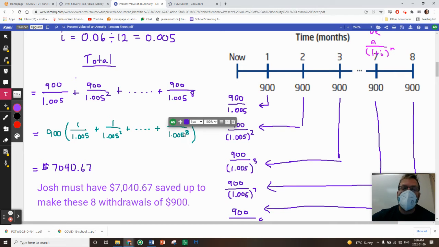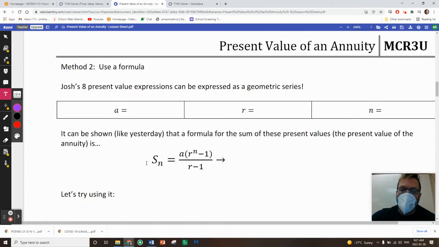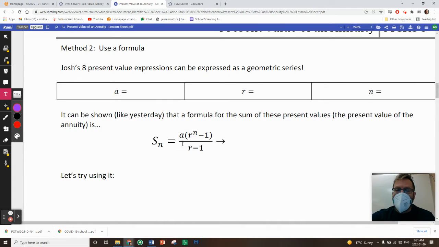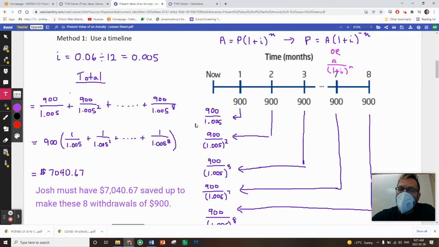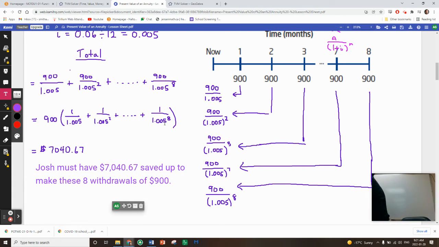Okay, we've used a timeline. Let's look at a couple of other methods. So first, we're going to develop a formula, kind of following the same pattern as yesterday. And if you look at these 8 present values, there's a pattern there. The first one is 900 divided by 1.005. And then every term after, you're adding in another 1.005 on the bottom.